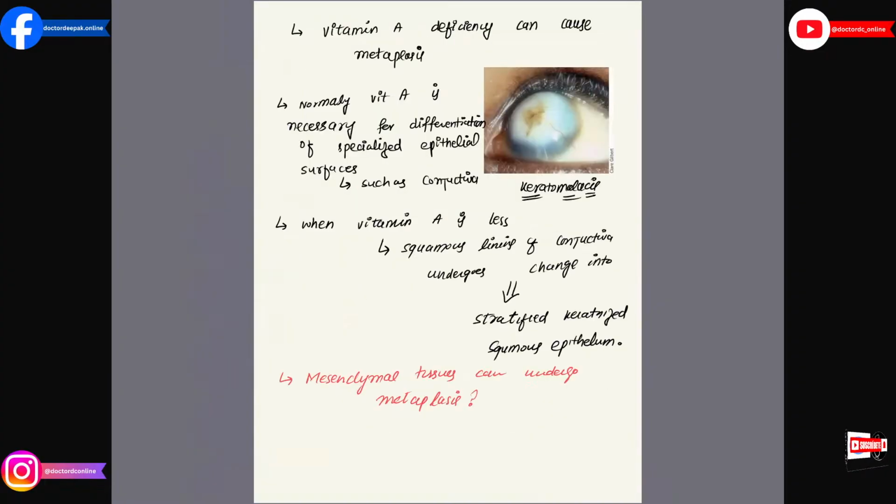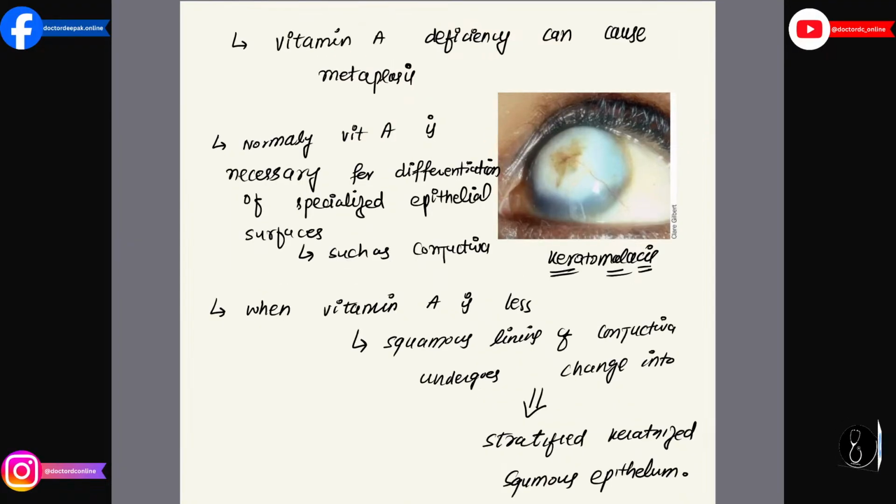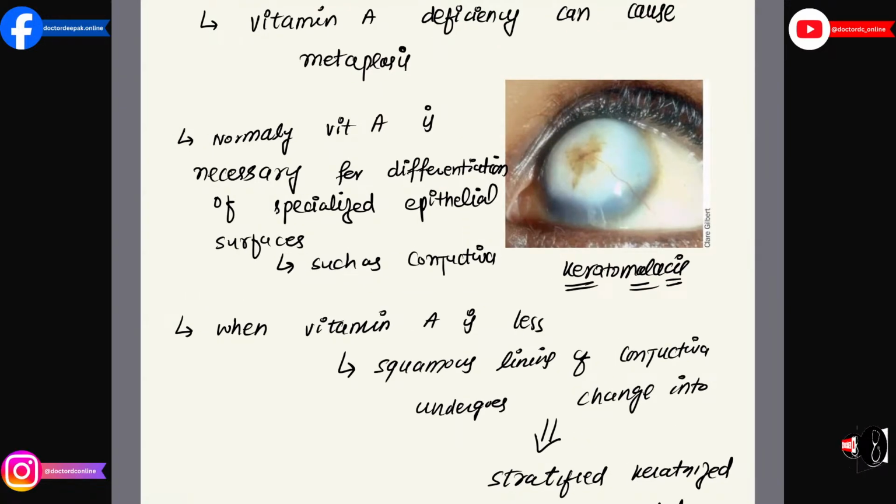So let's take another example. Here I mentioned that vitamin A deficiency can cause metaplasia. So how can vitamin A deficiency cause metaplasia? Let's discuss. Please let me zoom first. First of all, you have to understand the normal basic concept. Vitamin A is required for the differentiation of specialized epithelial surfaces, like the conjunctiva. In the conjunctiva, we have squamous epithelial lining, and vitamin A is required for this squamous epithelial lining differentiation.